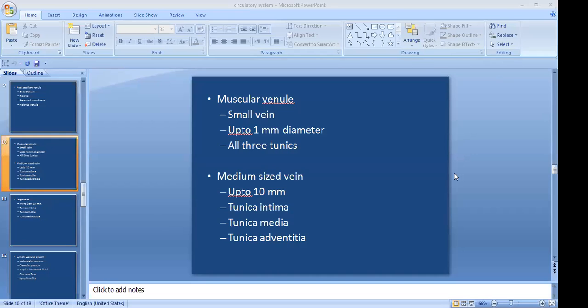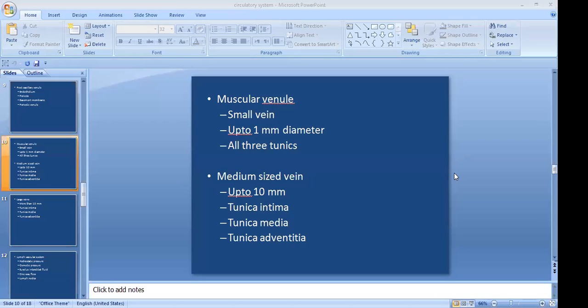In case of medium sized veins, their diameter reaches up to 10 millimeters. They are composed of a well developed tunica media. So it will be composed of endothelium, subendothelium, and internal elastic lamina. Then it is composed of tunica media, and usually the tunica adventitia is thicker than the tunica media and tunica intima. I would repeat this again.